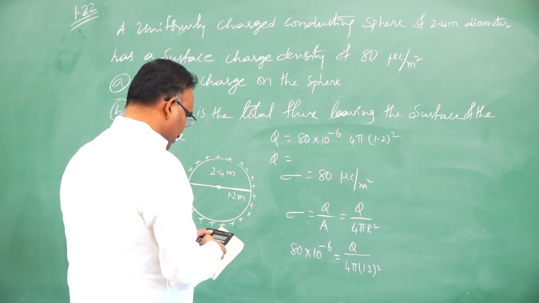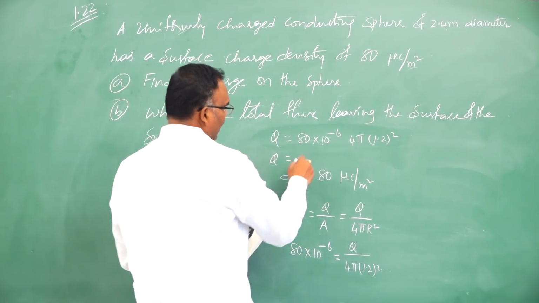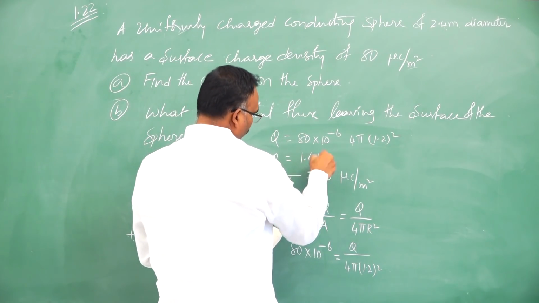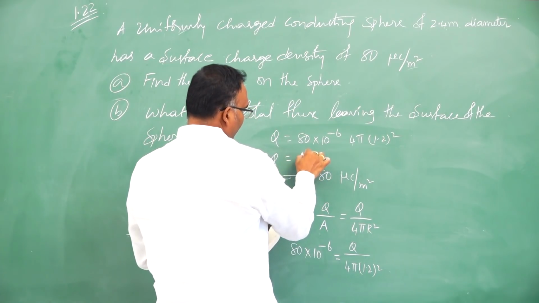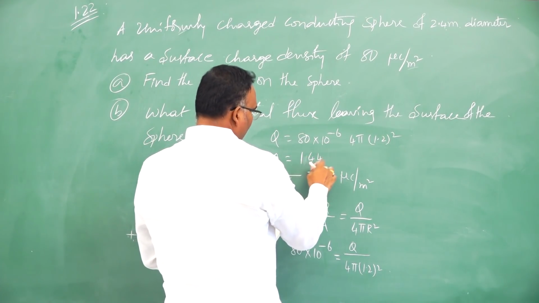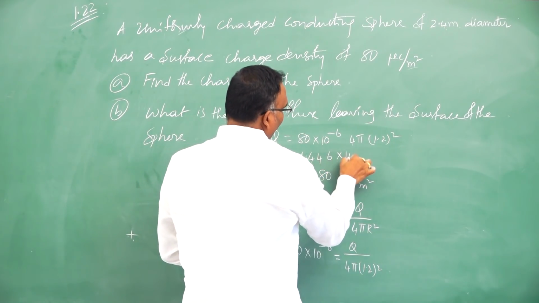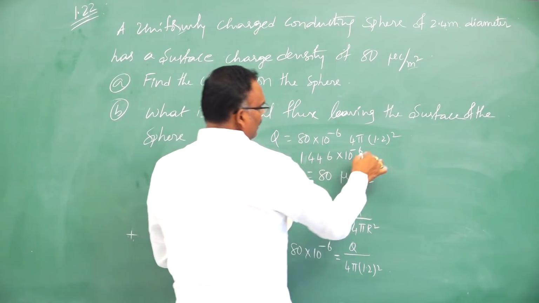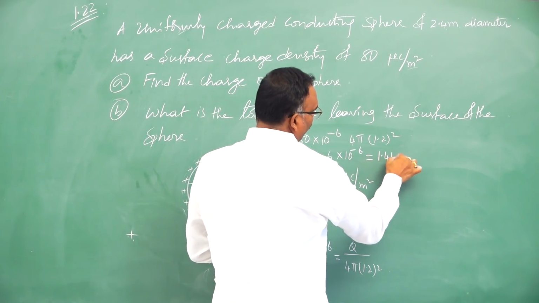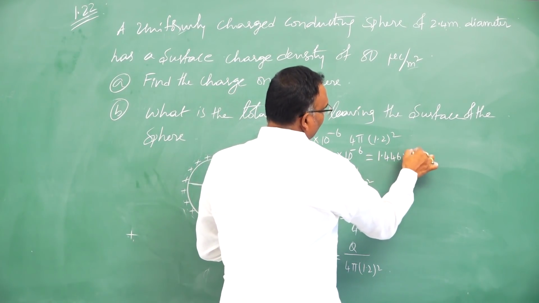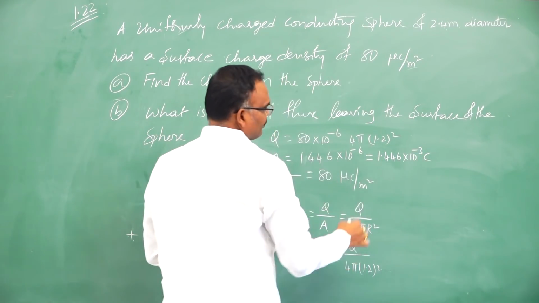Okay, Q is equal to 80 multiplied by 4 multiplied by pi 3.14 multiplied by 1.2 into 1.2. This total value is 1.446, sorry, total value is 1446 into 10 power minus 6. That means it is 1.446 into 10 to the power of minus 3 coulomb.